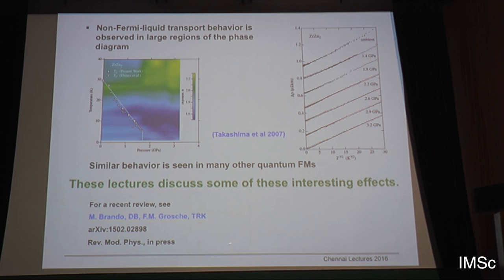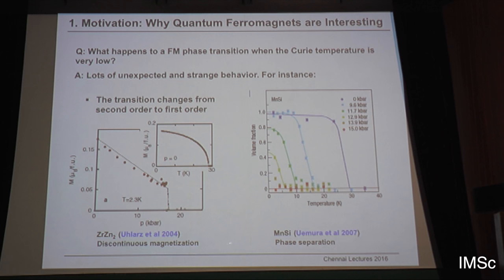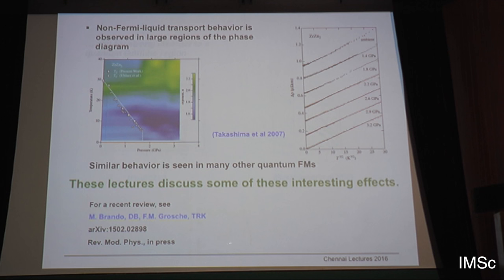And here is a false color plot for zirconium zinc 2 again, where the color indicates the temperature exponent of the electrical resistivity at low temperatures. So 2 is somewhere here between blue and green, and the darker blue it is, the lower is the exponent. So the darkest blue is something like 3/2. And here is the ferromagnetic phase, here's the paramagnetic phase. That's the same phase diagram that we looked at before, this one here. And as you can see, the exponent is substantially less than the Fermi liquid value in a huge temperature pressure region. Okay. So up here, it behaves like it's supposed to, being a metal, but here it doesn't.